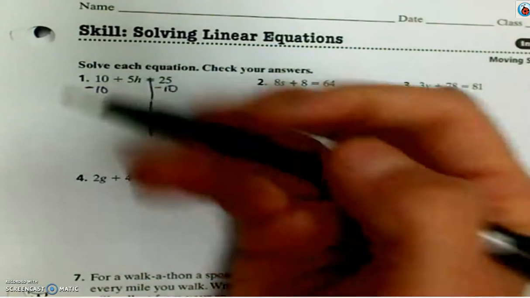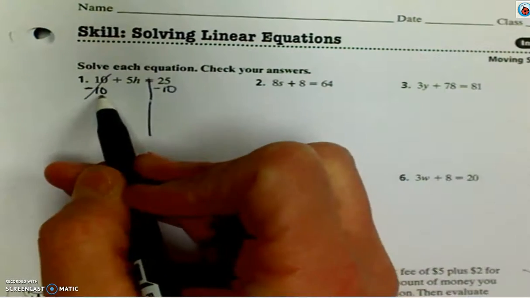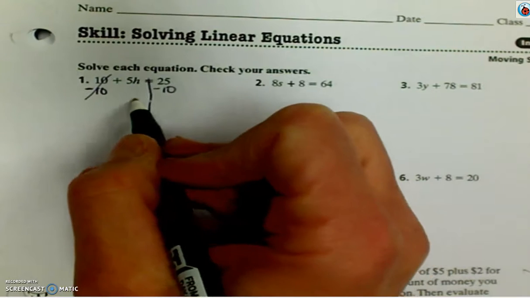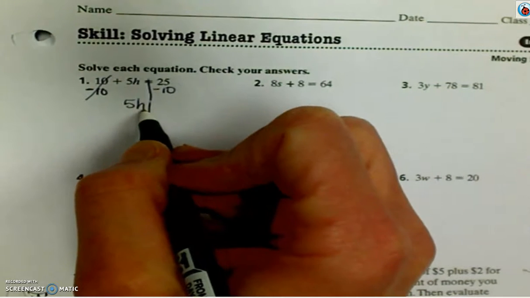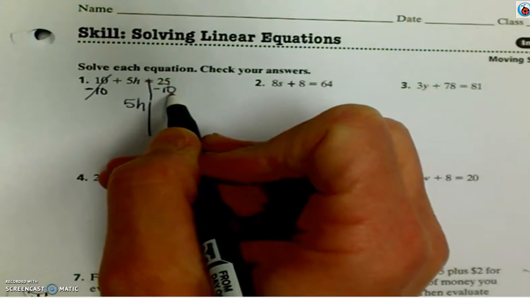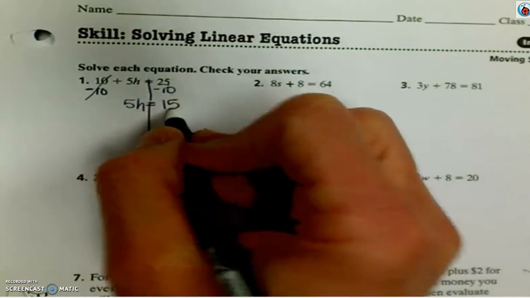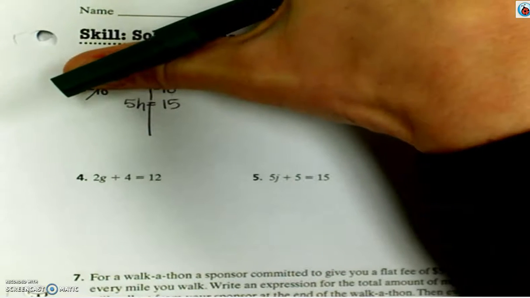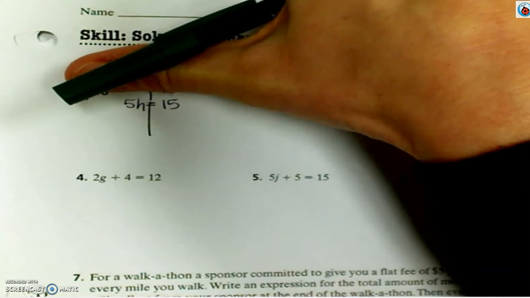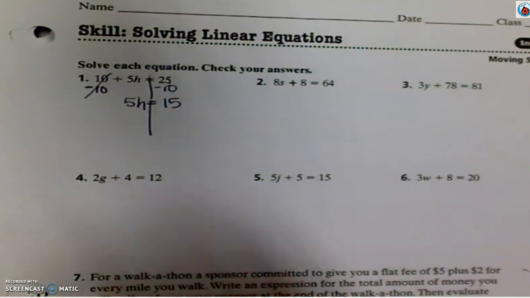So 10 minus 10, or 10 and negative 10, equals 0, so that's gone. And I got rid of it, and now I still have this 5h, which is positive, over here, and I'm working down: 25 plus negative 10, or 25 minus 10, is 15. So now it's like I have a whole new equation. I have 5h equals 15, or 5 times something equals 15. I probably know what that something is, but I'm going to go through the steps to prove it.